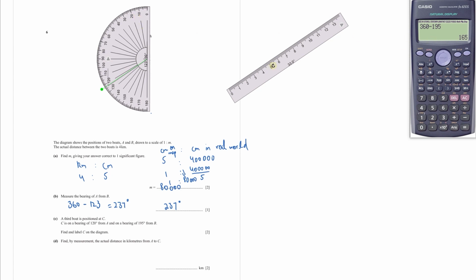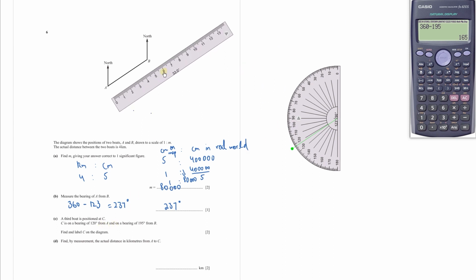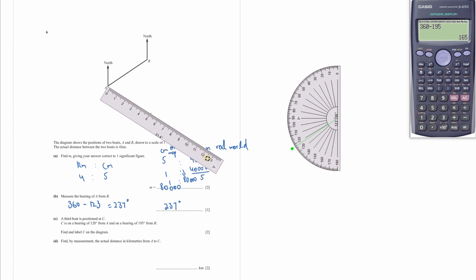So now I'm looking for 165. So 160 and 165 is this point here. Remember, this angle is 165. That means this angle from this side will be 195. So now I have these 2 points. I'll draw this line. So this point is 120 degrees bearing from A. So let me draw this line here. And wherever these 2 lines intersect, that will be my point C.